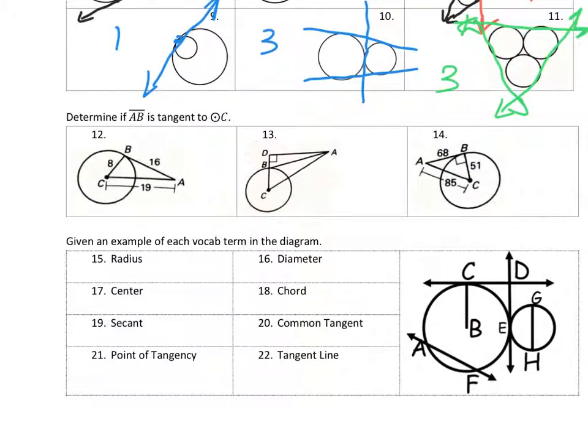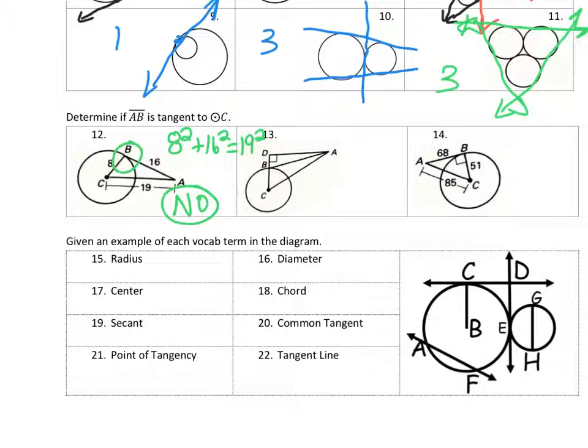Let's look at 12, 13, and 14. It says, is AB tangent to the circle C? So in other words, do we have a right angle? If I'm given 3 different numbers, I can just use the Pythagorean theorem real quick to see if these values equal each other. And as you type them in your calculator, you get something equal to something. You notice that they're not congruent. You can also look right here at angle B. That does not look like a right angle. So AB is not tangent to the circle.